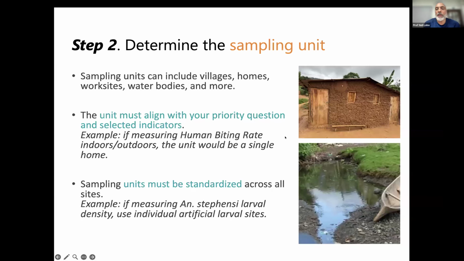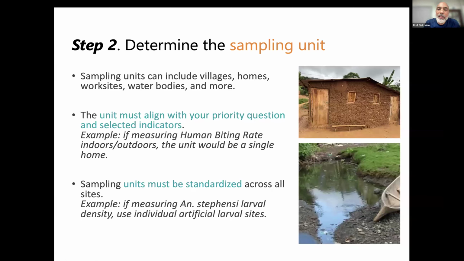The second step, determining the sampling unit. At our sampling sites, what sampling unit are we going to use? And of course, the sampling unit can be anything. The sampling unit is based on the indicator. For example, if we're looking at the human biting rate, it would be bites per person per hour per house. And the house would be the sampling unit, right?